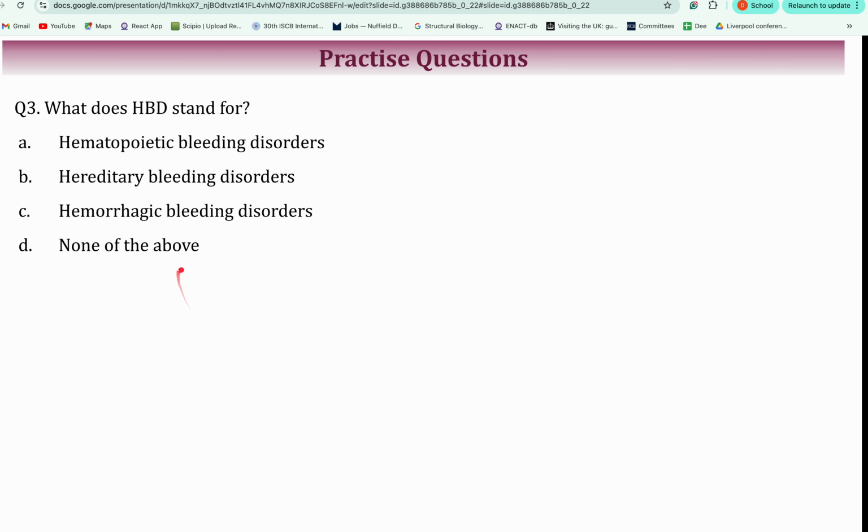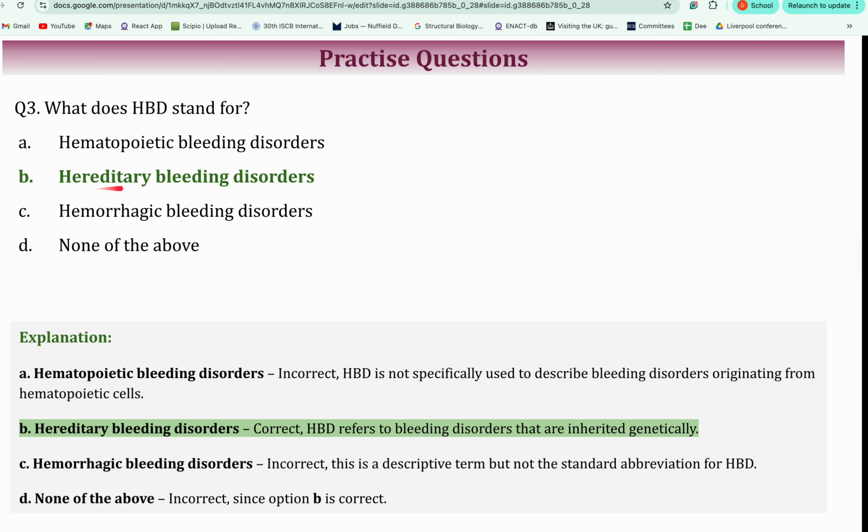So the next question is, what does HBD stand for? Option A, hematopoietic bleeding disorders. Option B, hereditary bleeding disorders. Option C, hemorrhagic bleeding disorders. And option D is none of the above. Okay, now let's see the right answer. So the right answer is option B, which is hereditary bleeding disorders.